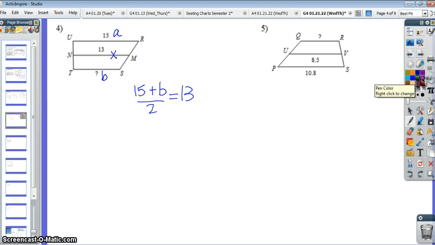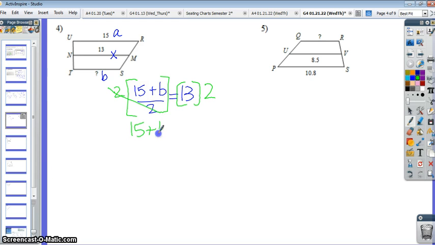You might be able to do this in your head, but in a minute you'll have to be able to do it algebraically, so it's good practice here. Multiply this by 2. 2 divided by 2 is 1. We're left with 15 plus B equals 26 on this side. Subtract 15 to isolate B, 11, right? And that makes sense because 13 is 2 away from 11 and 2 away from 15. It's right in the middle.